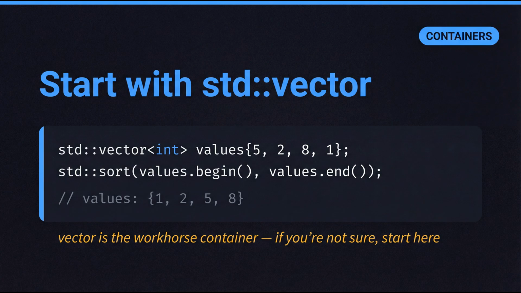Iterators are the bridge between containers and algorithms. Begin points to the first element. End points one past the last. Every standard algorithm works with this iterator pair pattern, and vector remains the default container: contiguous memory, cache-friendly, and compatible with every algorithm in the library.